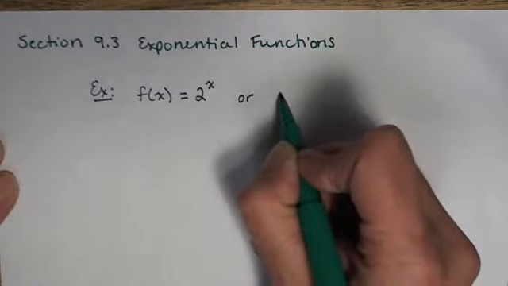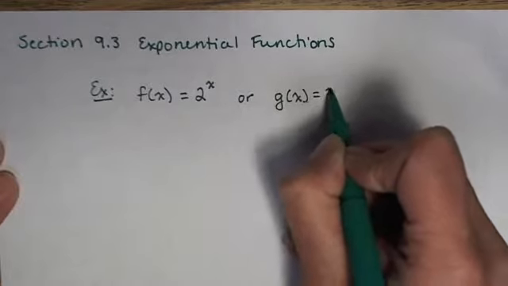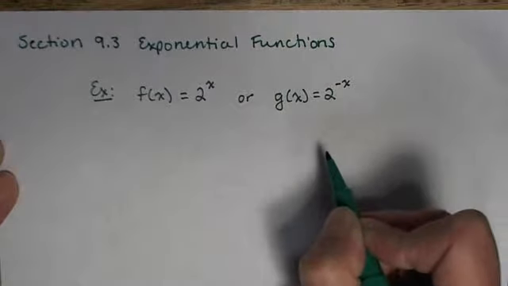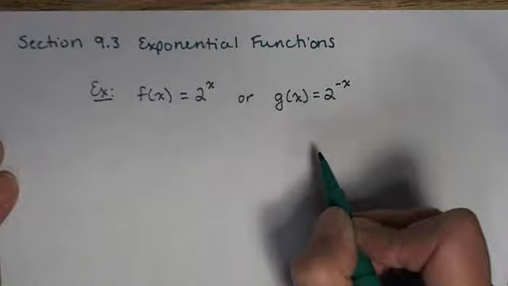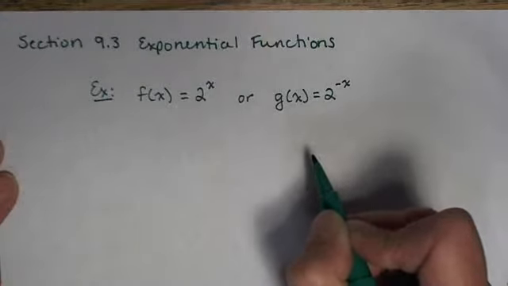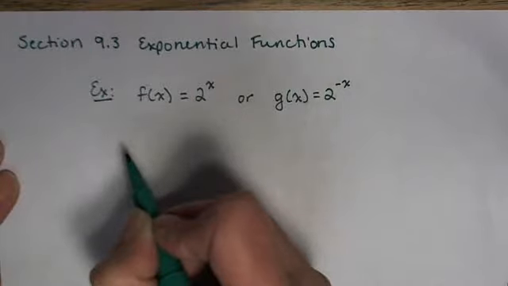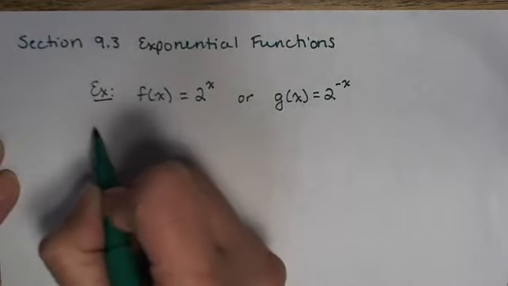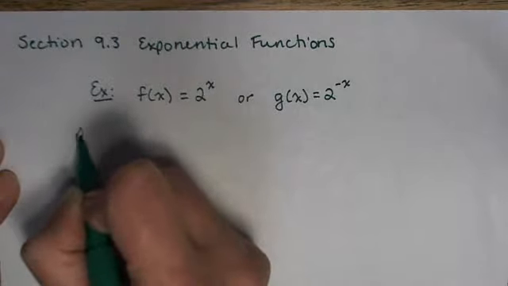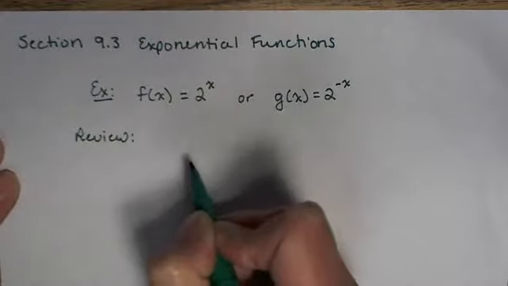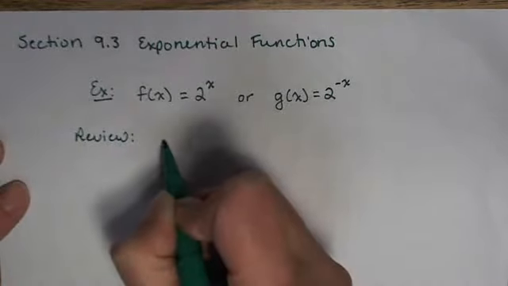Or I might also have something like g of x equals 2 to the opposite of x. So these would be two examples of some very basic exponential functions that we're going to explore in this unit. Now, one of the things you'll need to be able to do in order to work with exponential functions is to be able to evaluate these functions for exponents that are rational, irrational, all kinds of exponents. So let's take a look at some examples to review how we would need to evaluate some exponents.